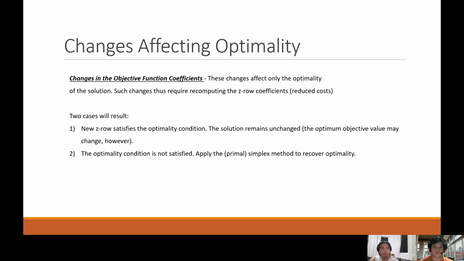Changes affecting optimality: changes in the objective function coefficients. These changes affect only the optimality of the solution. Such changes require computing the zj - cj coefficients, or the reduced costs. Two cases will result. The first is that the new zj - cj satisfies the optimality condition. The solution remains unchanged, although the optimum objective value may change. The second is that the optimality condition is not satisfied. Apply the primal simplex method to recover optimality.